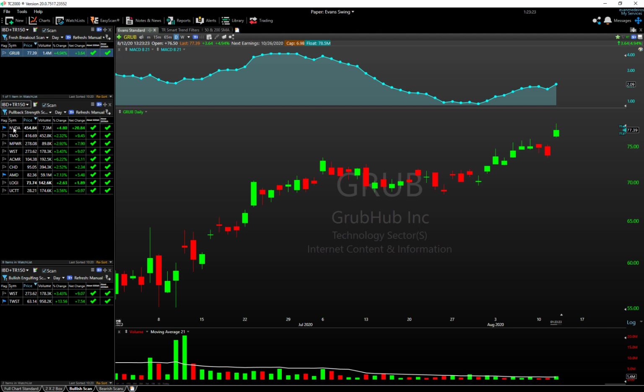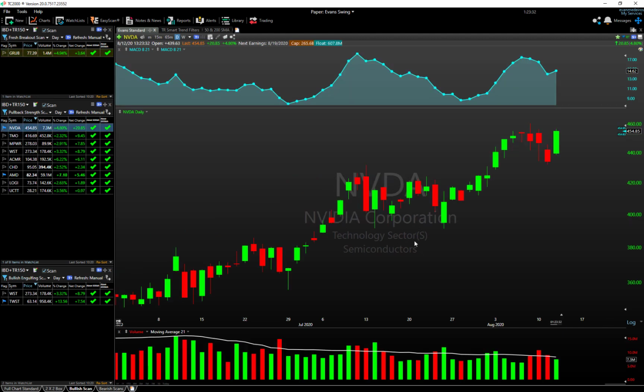Now, our second column here is our pullback strength scan, and this one we talked about in last week's video. Basically here we are looking for what is probably most easily described as a bull flag formation. We're essentially looking for strongly trending stocks that have pulled back a little bit and are now starting to break back up or resume that trend to the upside. It's by far our most popular scan and one that we receive the best feedback on. So let's run through a few of these ideas here.